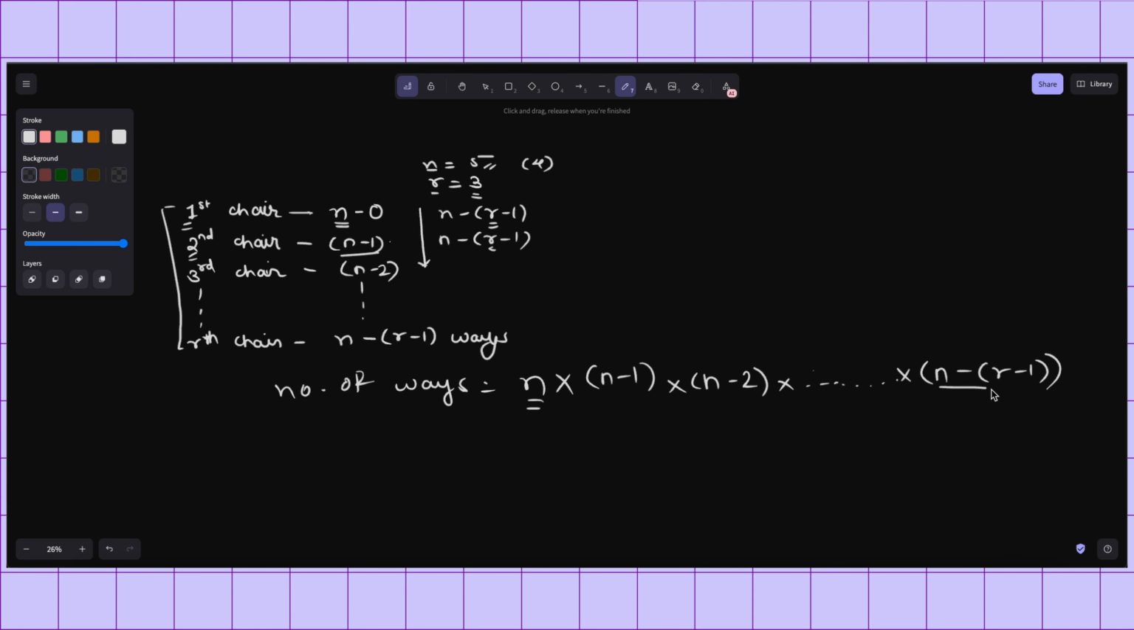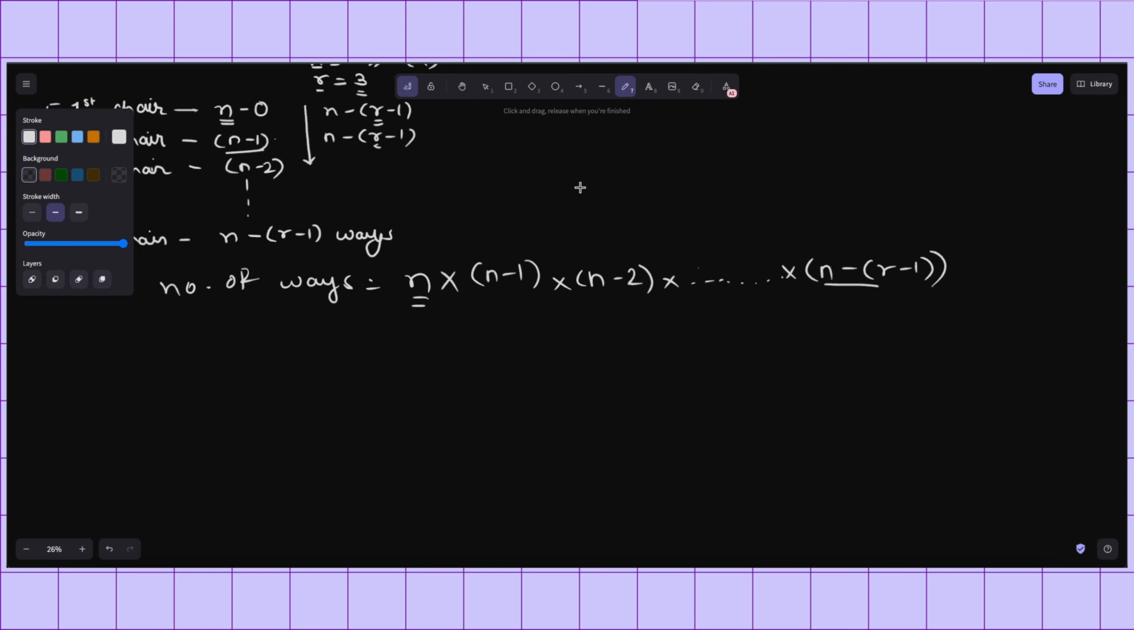We can also simplify this formula. Can you notice something? n into n minus 1, n minus 2, it is actually n factorial, and we can calculate this. See, the number is decreasing, so after some point of time there will be 2 into 1.